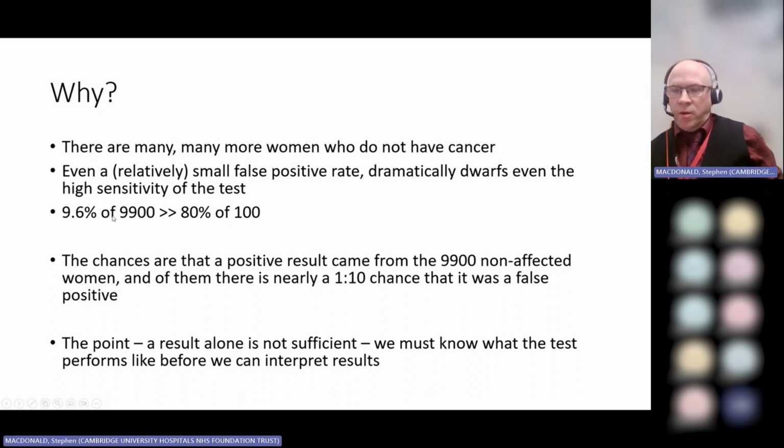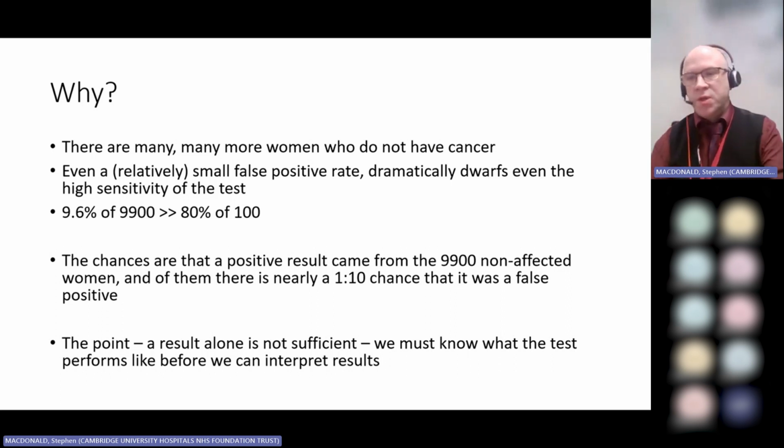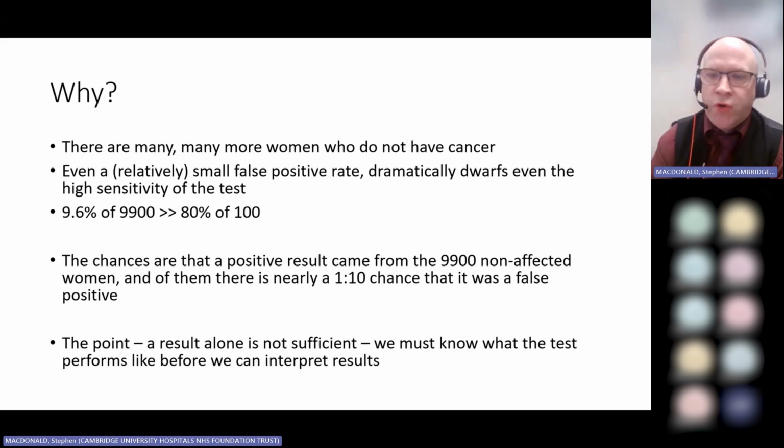So if we get a randomly selected patient into a test and get a positive result, the chances that that positive result came from one of the non-affected people is much, much higher. And therefore it's much more likely that it was a false positive. So in this example, really the point is that a result alone is not sufficient to interpret what the likelihood of a disease is in a patient. It gives us a guide, but there's a lot more to it.